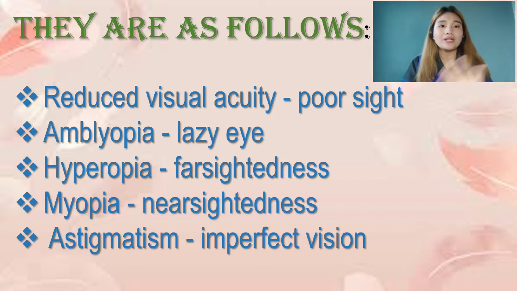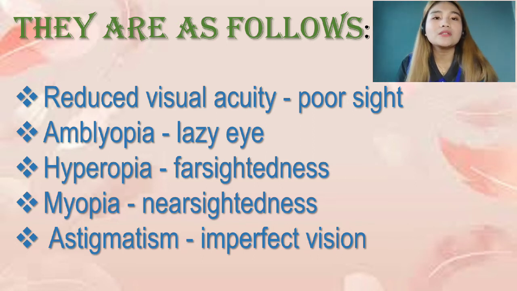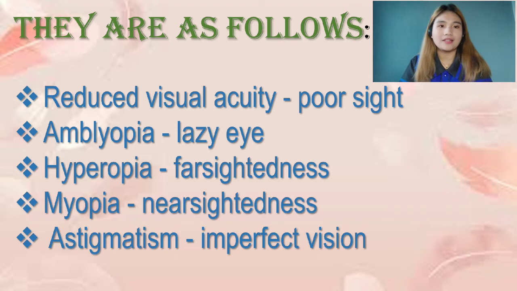Yun naman yung mga tinatawag natin na farsightedness. For the fourth is myopia. Nearsightedness naman sila. For the fifth is astigmatism. Ito yung mga imperfect vision.